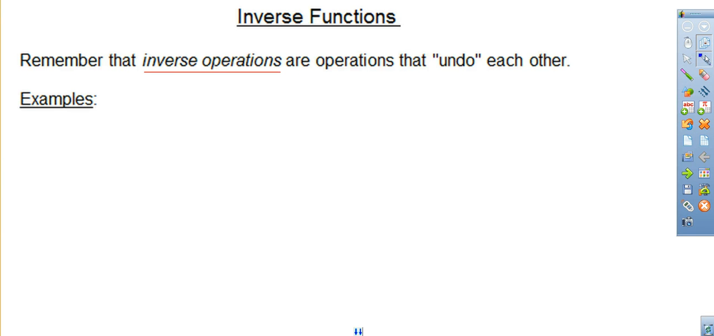Inverse functions. We've already taken a look at the inverse of a quadratic function. Now we will be applying that same idea to any sort of function. Now remember that inverse operations are operations that undo each other.